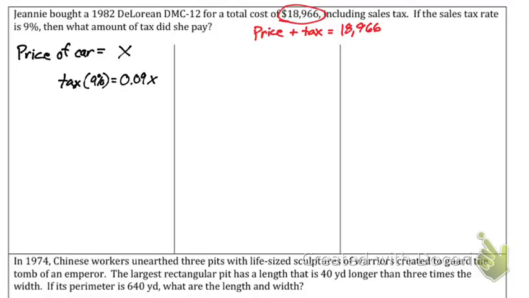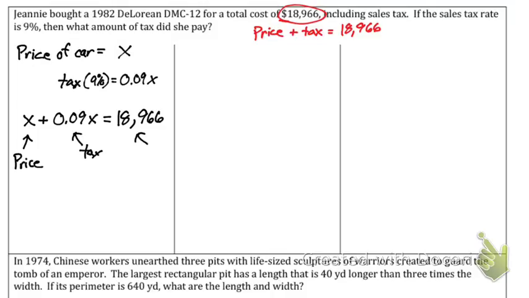And based upon what Jack told me, price plus tax equals my total price. So using my variables, we have x plus 0.09x has to equal that 18,966. In other words, price plus tax equals our total cost.